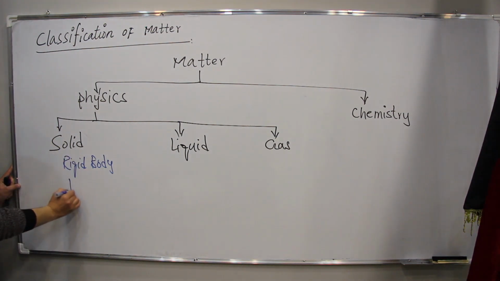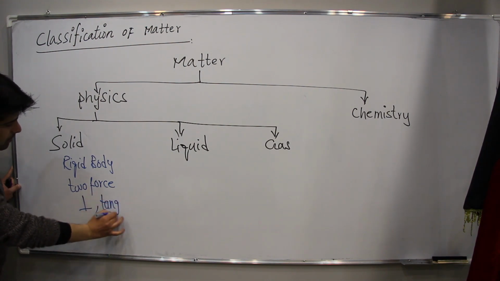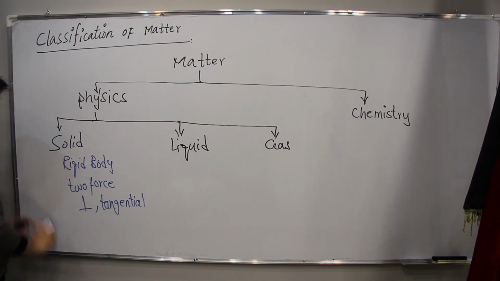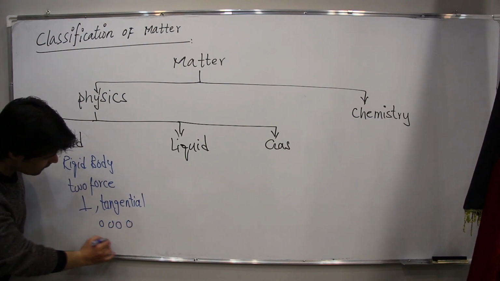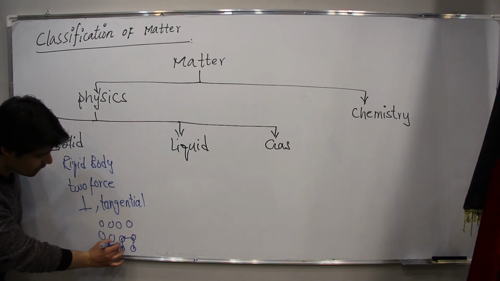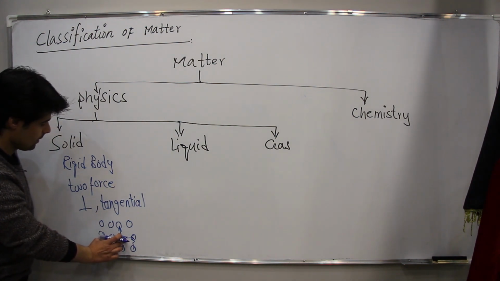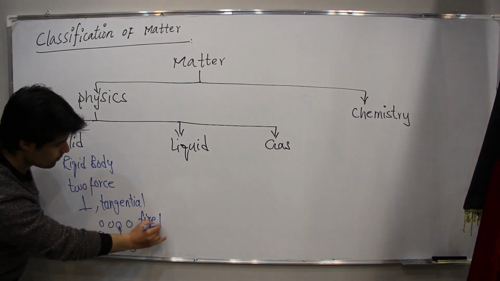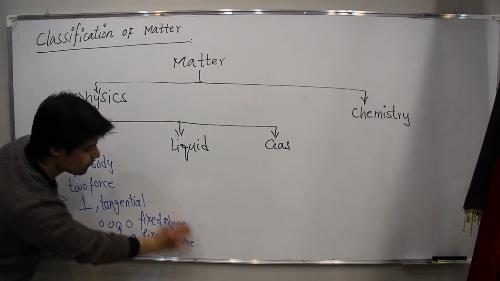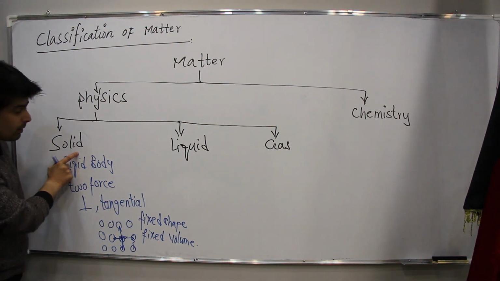It means in solid we have two forces. First, it is perpendicular, and second, tangential. These forces are present in the atoms or molecules of a solid. What do we mean? It means if we have the atom of a solid, here also we have the force, here also we have the force. It means we have perpendicular force and also tangential force. For this reason, the solid has a fixed shape and also a fixed volume. But we will study further in mechanics of matter about these solids.